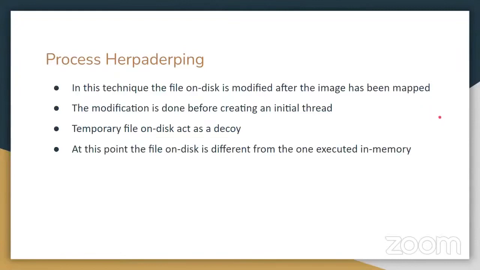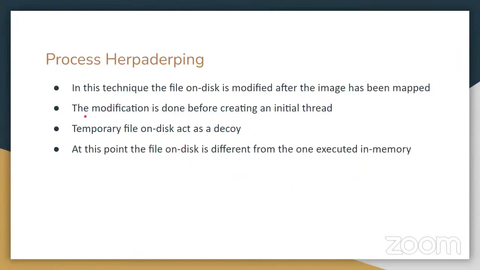So the answer is, many security products register the kernel callbacks. Whenever the initial thread is created, the kernel callback will get triggered and it will notify the security products. Then the security product will go and scan the image section, which is in the memory, as well as the file which is on the disk.